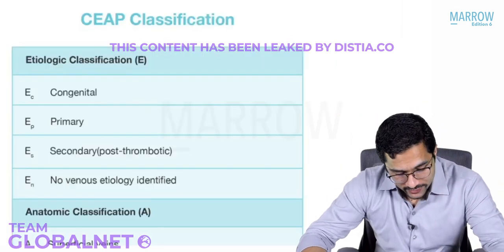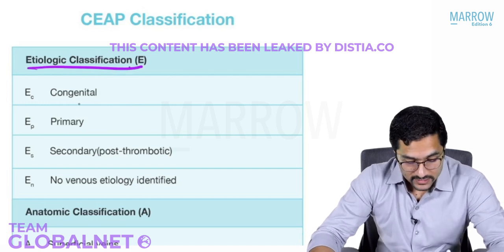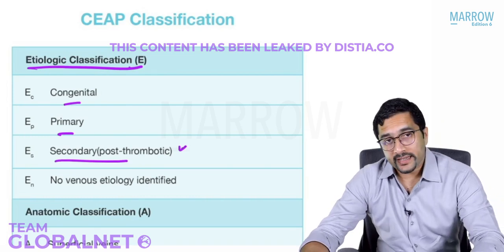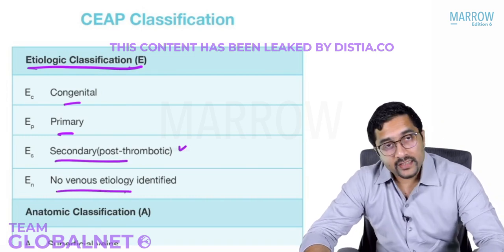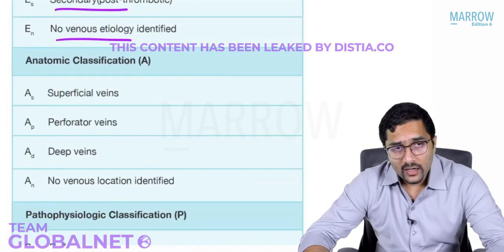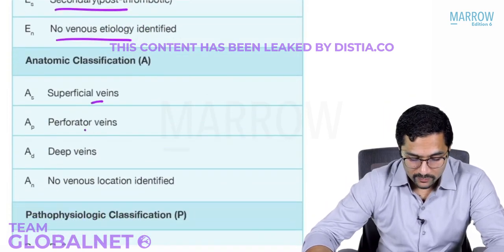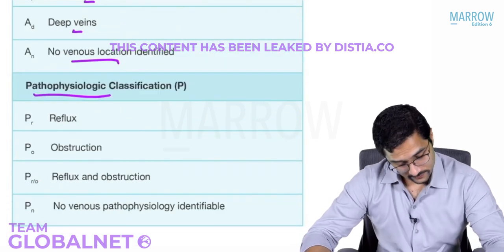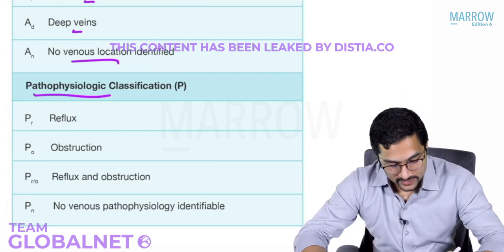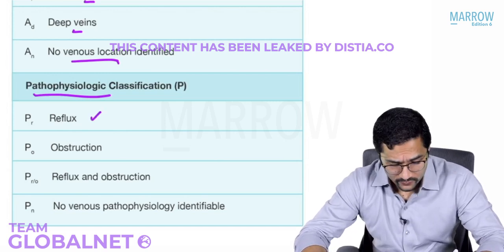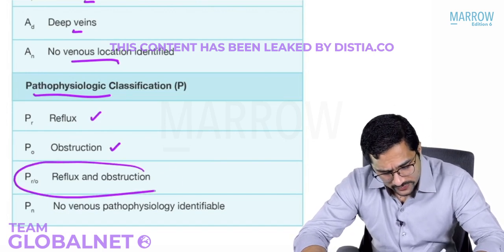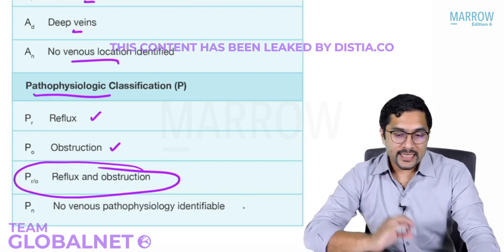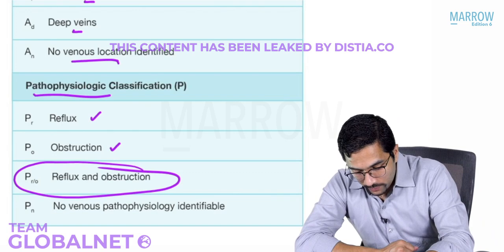Now the E is the etiological classification, whether it is congenital varicose veins, primary varicose veins, secondary, that is post-thrombotic, secondary to DVT, and no venous etiology is EN. A is for anatomical, whether superficial, perforator, deep veins are involved or no venous location is identified. And pathophysiological classification is whether it is secondary to reflux, obstruction, both reflux and obstruction, or there is no pathology identified. So this is the CEAP classification which you should know about.